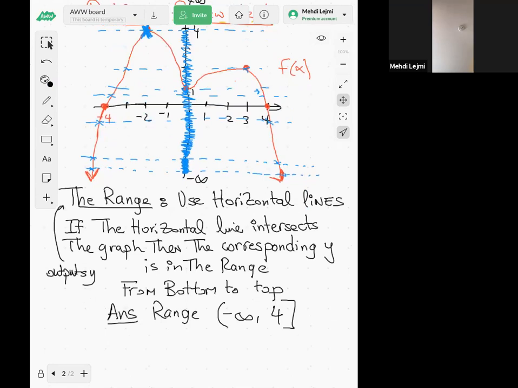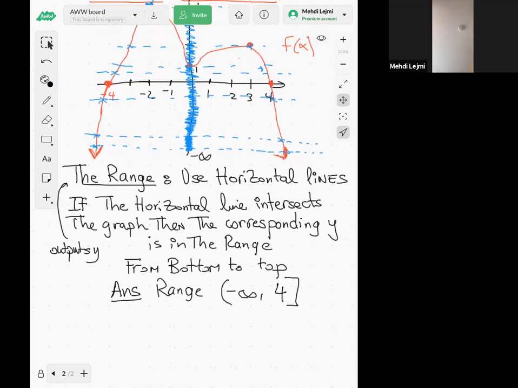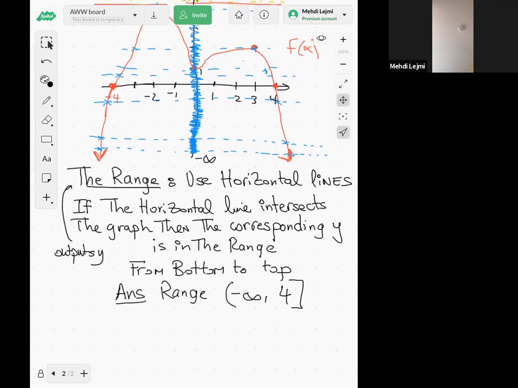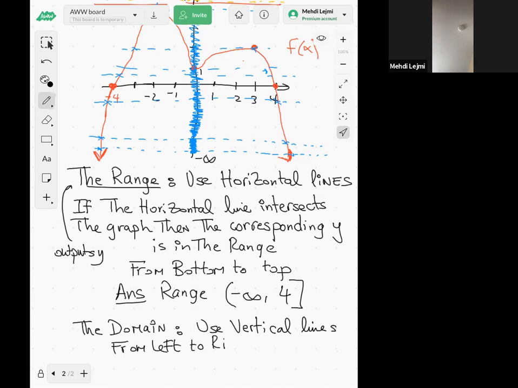Is there any question, guys? Now, about the domain: instead of using horizontal lines, for the domain we use vertical lines. It's the same idea. Just to remind you, for the domain we have to use vertical lines, and you go from the left to the right. Your domain is going to be on the x-axis, so you have to check the corresponding x values.